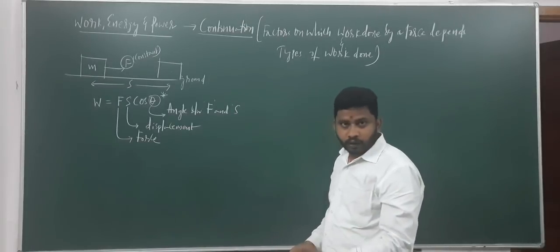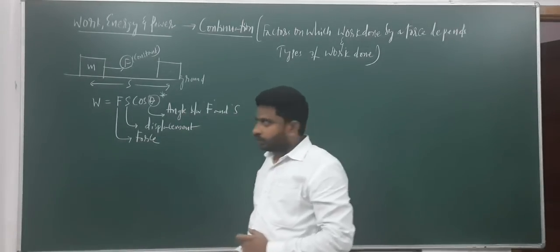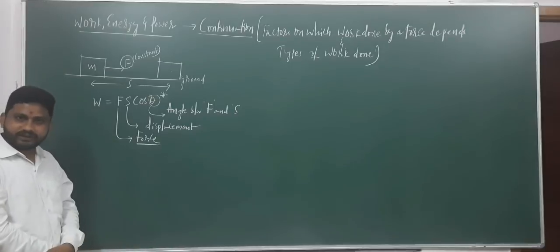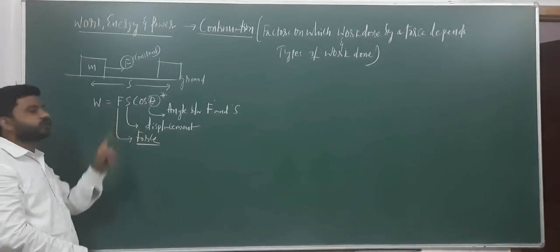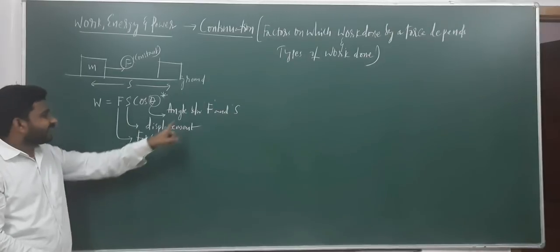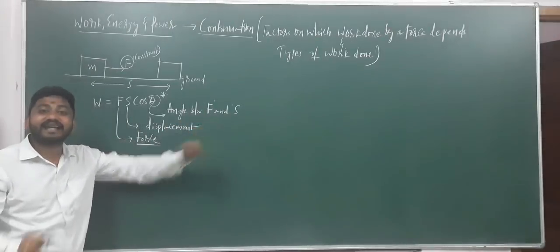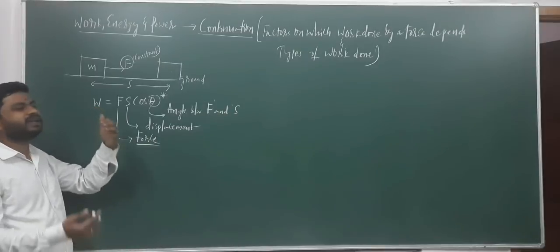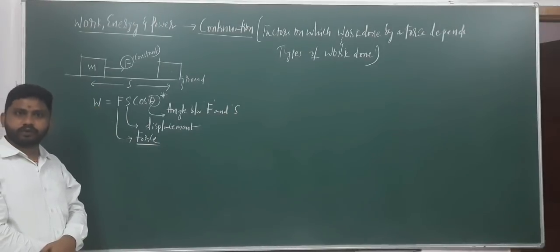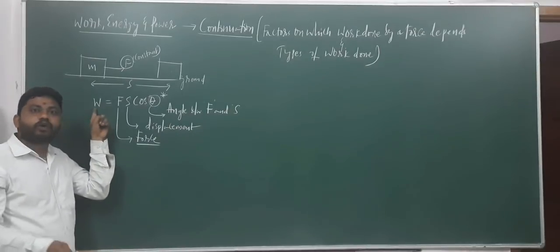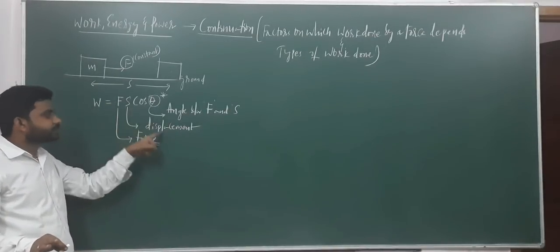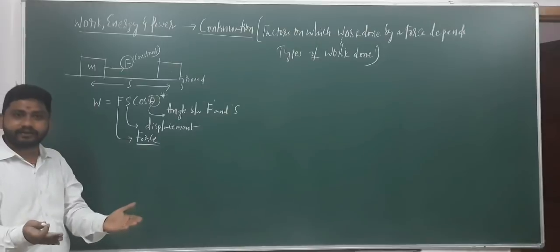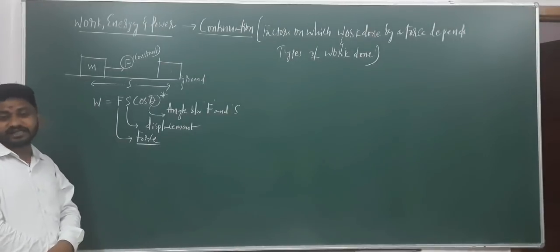Now let us talk about one by one. When there is no force, there is no work done. When there is no displacement, there is no work done. When the angle between F and S is 90 degrees, substitute 90 here: cos 90 is 0, so work will be 0. Work done by the force will be 0 when force is 0, displacement is 0, or theta value is 90. Any one condition is there, then work done by the force will be 0.